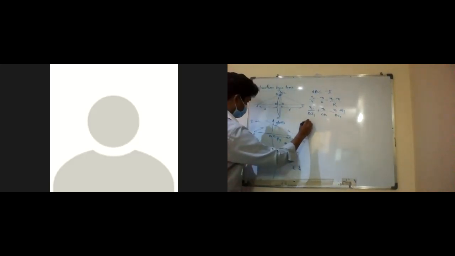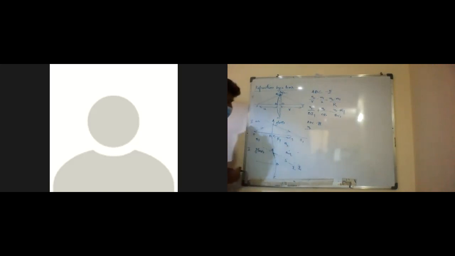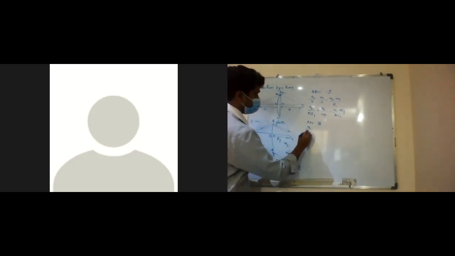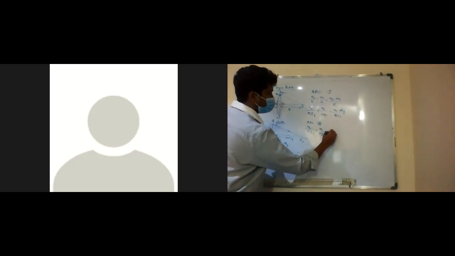Similarly, I am going to the next triangle. ABC, the third one. Third formula again: N2 by the image. What is the image? DI1 plus. Both are in the same direction, right? So it will be DI equal to how much? N2 minus N1 by R. What is R?